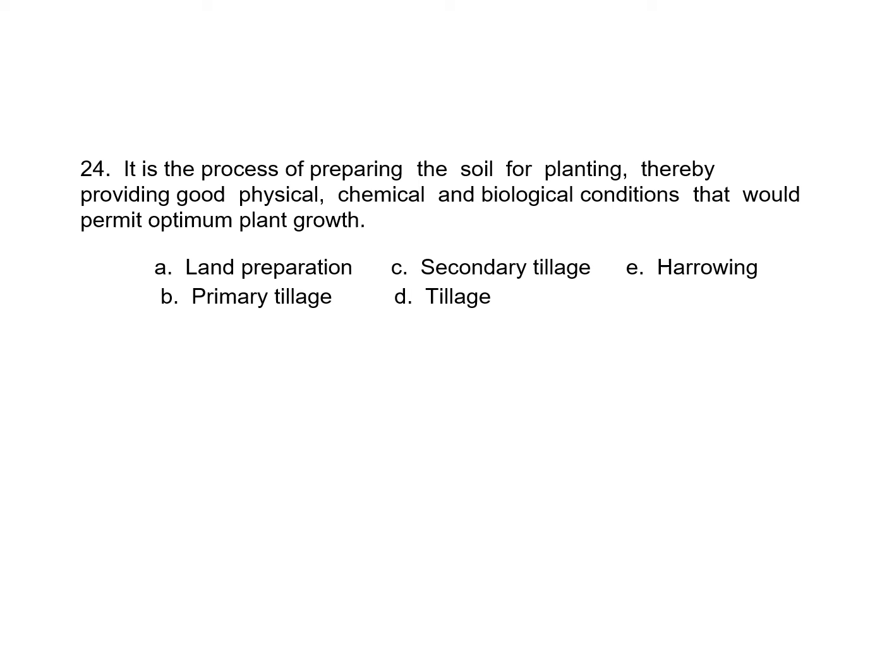The answer is agronomy. Number 24. It is a process of preparing the soil for planting, thereby providing good physical, chemical, and biological conditions that would permit optimum plant growth. A. Land preparation, B. Primary tillage, C. Secondary tillage, D. Tillage, E. Harrowing. The answer is land preparation.